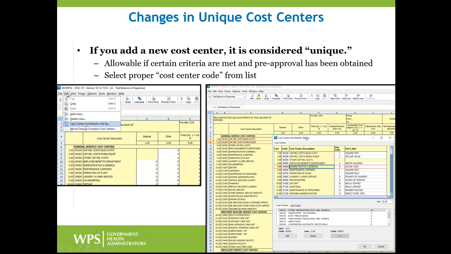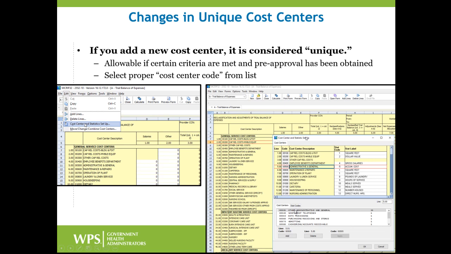Now the other thing, in the HFS system, which again is what's used for hospitals, the way you would do that is by going to the Edit menu and Cost Center and Statistics Setup. When you're there, you see this setup window appear. You can actually add in new cost centers. If they are a general service cost center, you need to identify a stat code and a stat label. Obviously, for the routine and ancillary costs, you do not need to do that.